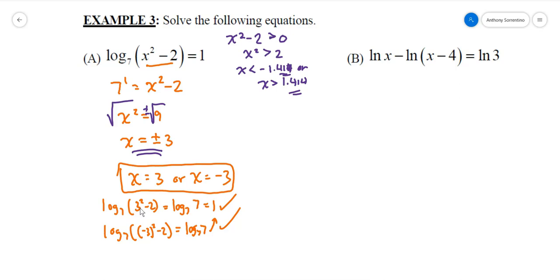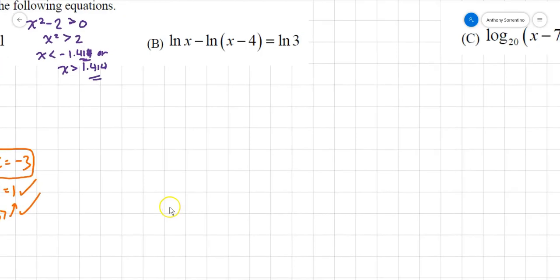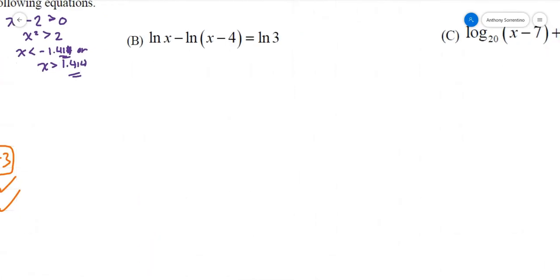So this one did not have any extraneous solutions. That could happen. For B, now if B had been the ln of something equaling the ln of 3, I could just simply say, okay, get rid of those and say whatever's over here equals 3. That's if I only had a single logarithmic statement on the left and a single logarithmic statement on the right. I don't have that.